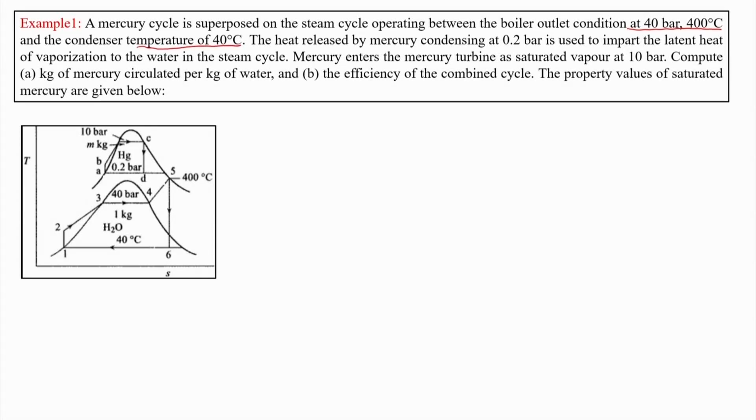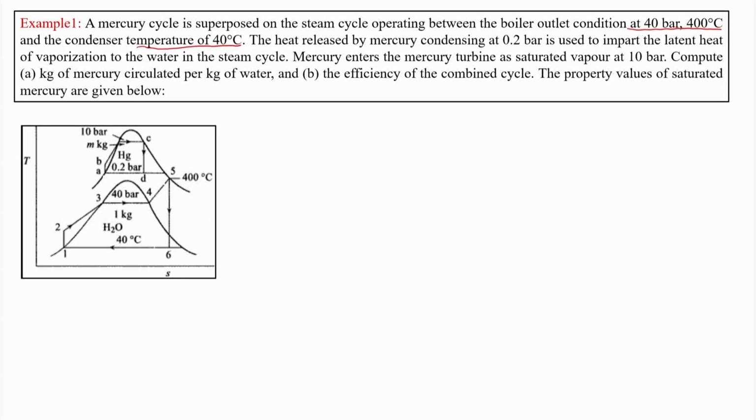The heat released by mercury condensing at 0.2 bar is used to impart the latent heat of vaporization to the water in the cycle. So it is told that only the latent heat of vaporization is given by the topping cycle to the water, and the mercury is condensing at 0.2 bar. Mercury enters the mercury turbine as saturated vapor at 10 bar. Compute kg of mercury circulated per kg of water and the efficiency of the combined cycle. Properties of mercury are given to us.